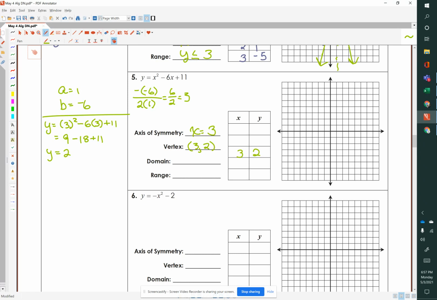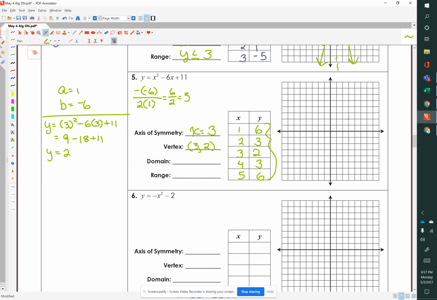And so let's evaluate this, we can just go ahead and do 1, 2, 3, 4, 5. And when we evaluate this function for x equals 2, then y equals 3. When we evaluate this function where x equals 1, then y equals 6. When we evaluate this function for x equals 4, then y equals 3. And when we evaluate this function for x equals 5, then y equals 6. So you see that pattern of the parabola forming there.